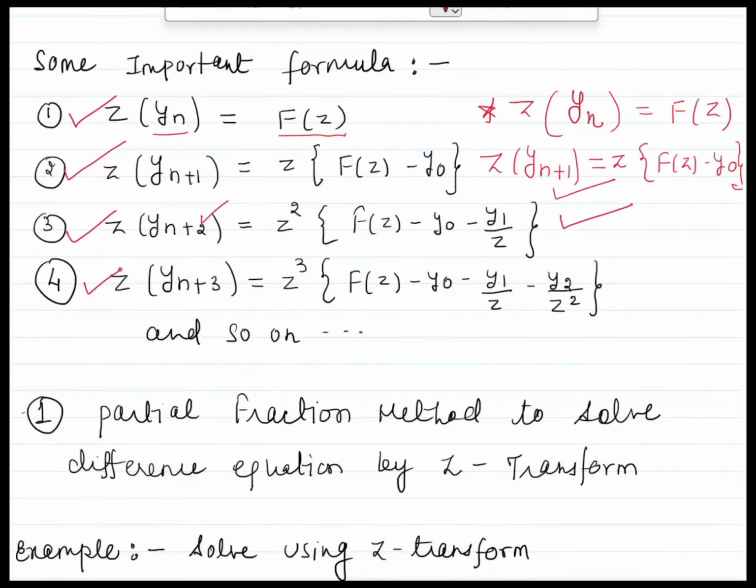Now, for the third difference, like here z square, we write z cube, same f(z), y0, y1, and just add here minus y2 upon z square. So this is the third. If we are writing the third difference, stop at the second. If we are writing the second difference, stop at the first. If we are writing the first difference, stop at the zeroth. In this way, we will learn these formulae and use them in the partial fraction method.